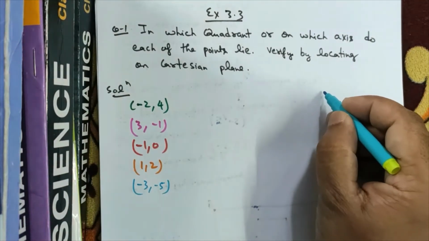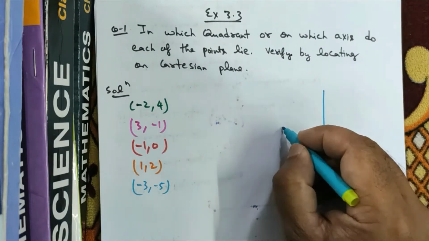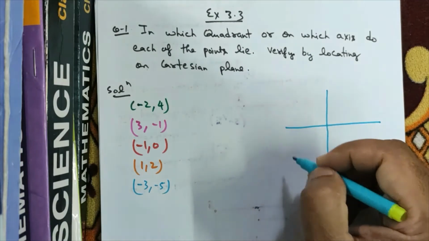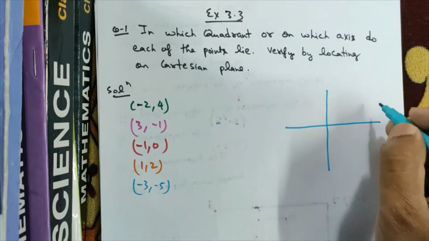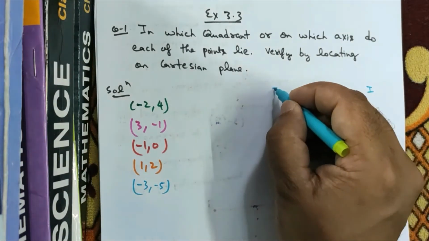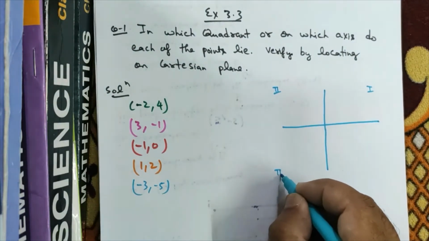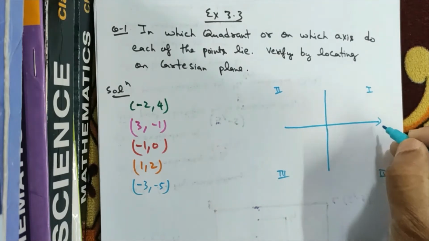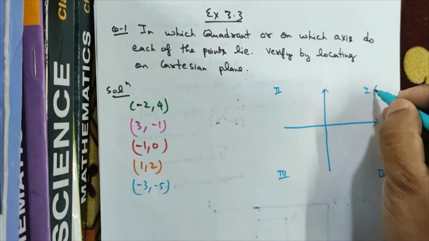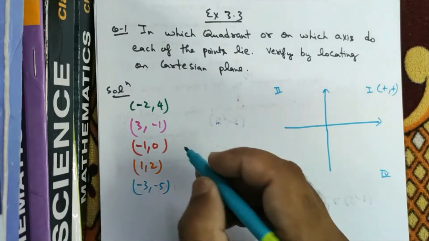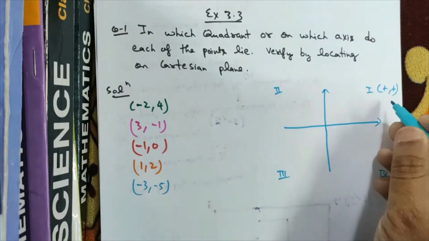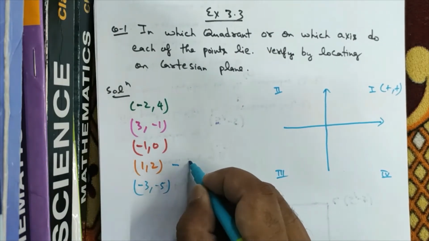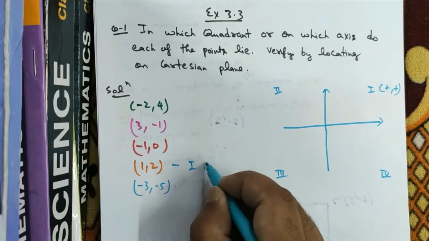Just a quick reminder of the concept: in a Cartesian plane, this is the first quadrant, second quadrant, third quadrant and fourth quadrant. In the first quadrant, the x is positive and the y is also positive. Are there any numbers where both the x and y coordinates are positive? Yes, 1 comma 2. So this will lie in the first quadrant.